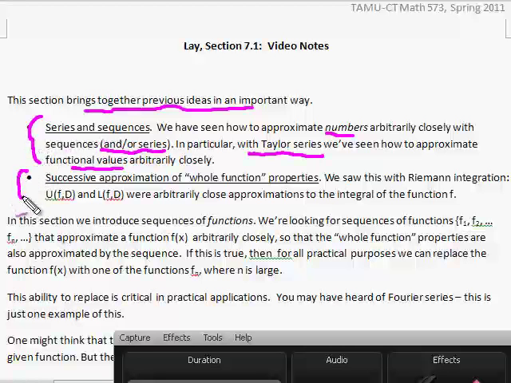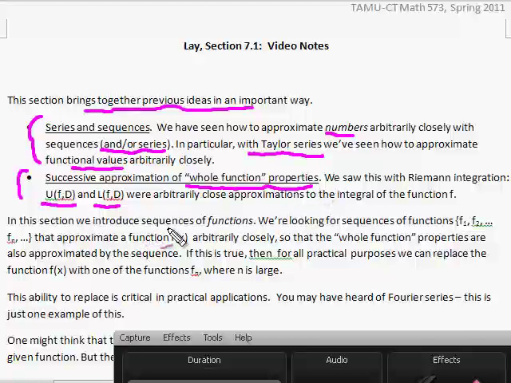Another strand is successive approximation of whole function properties. When we did Riemann integration, we created these dissections and found U(f,D) and L(f,D), and we could find dissections so that these U and L were arbitrarily close to the Riemann integral of the function f. So here we are also having an approximation technique. This time we're not just looking for function values, we're looking for what I'm calling whole function properties, properties that depend on the entire function, in this case the integral.